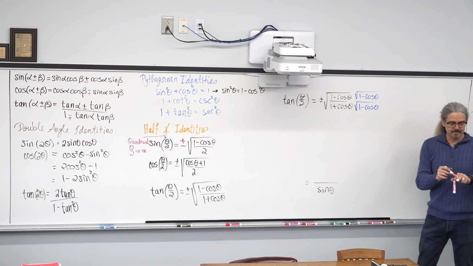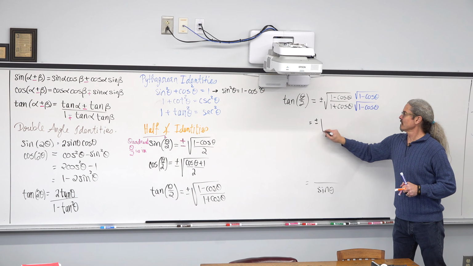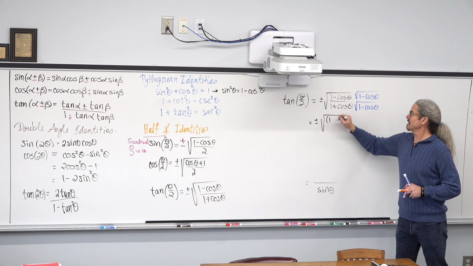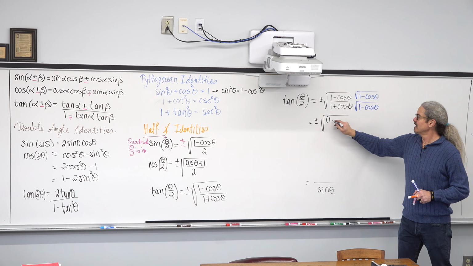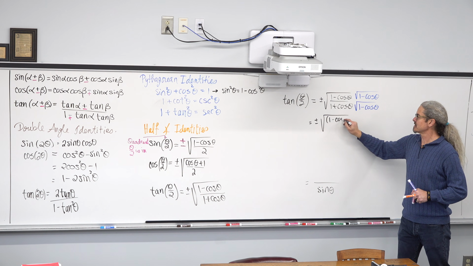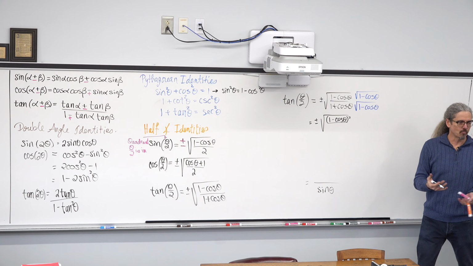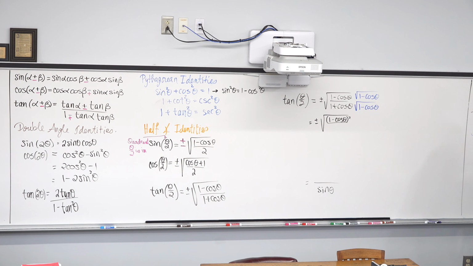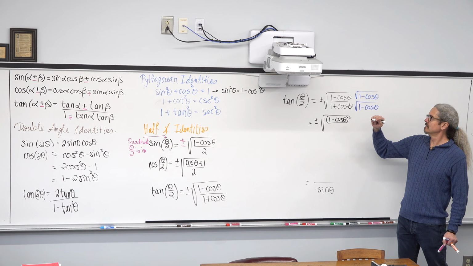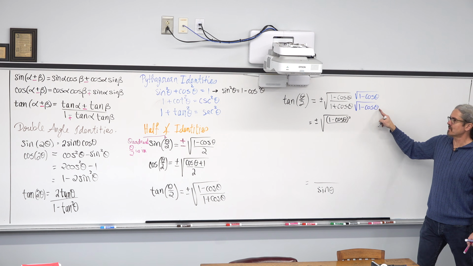And when you do that, you get plus or minus the square root of 1 minus cosine theta times 1 minus cosine theta, which is 1 minus cosine of theta squared. I only know not to expand that because I worked with these identities for years and years, so I've got a little bit of an advantage. In the denominator, we have 1 plus cosine theta times 1 minus cosine theta.